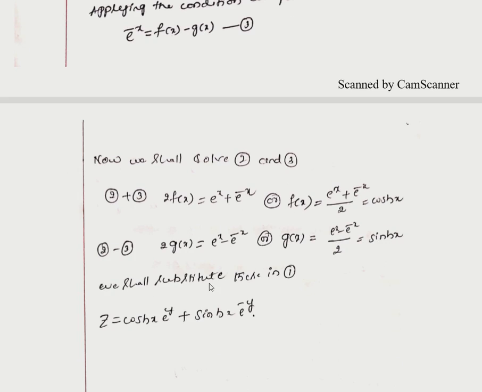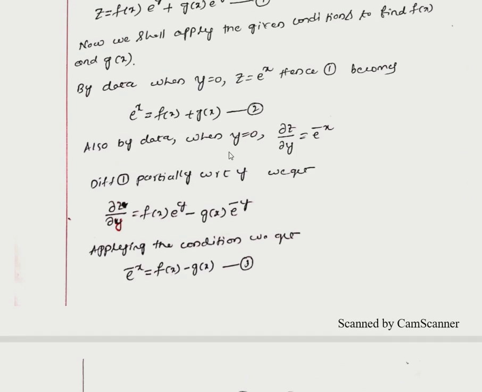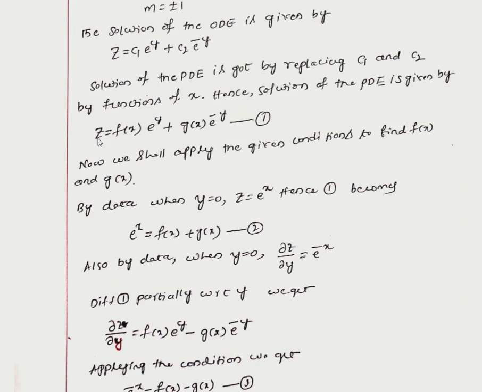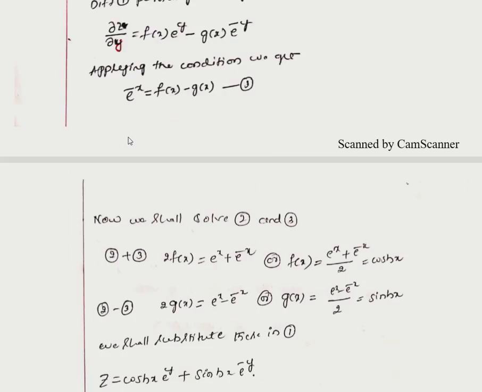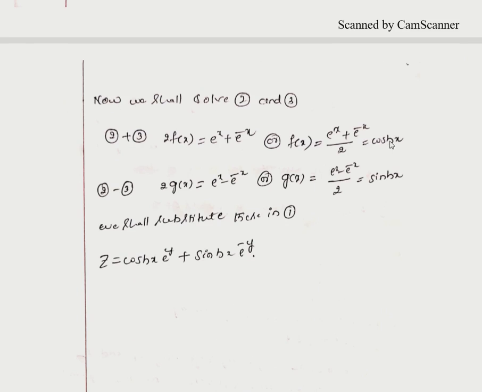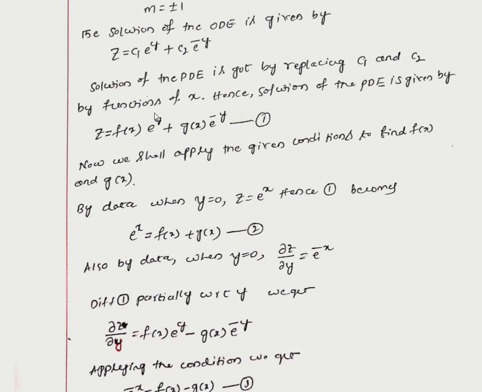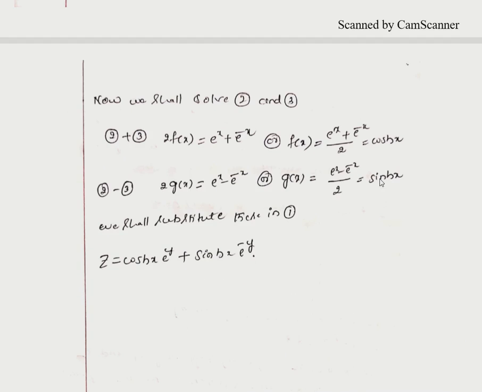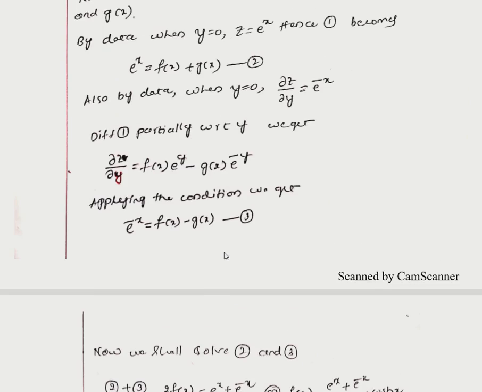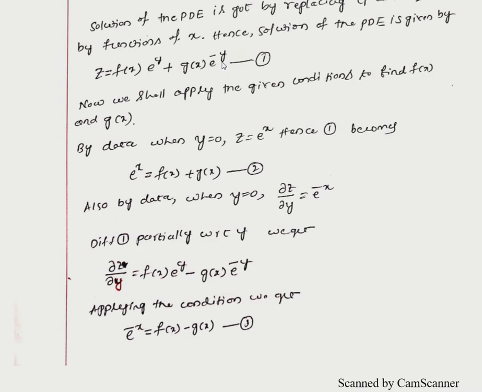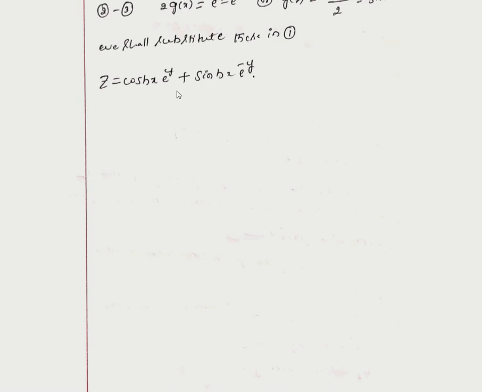Therefore, we shall substitute f(x) and g(x) in equation 1. What is equation 1? This is equation 1. z is equal to, what is f(x)? f(x) is cosh x. Therefore, cosh x into e^y plus g(x), g(x) is sinh x, into e^(-y). This is the solution. Next problem.